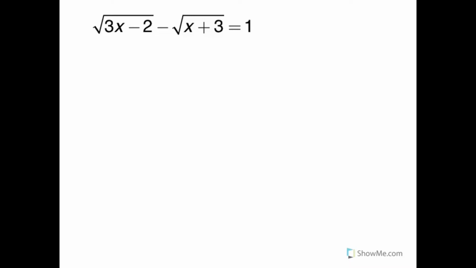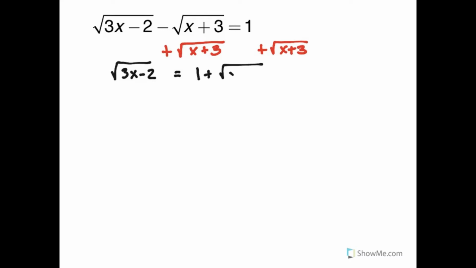Here's an exciting problem with two square roots. I'd like to start by getting 1 alone on one side, so I'm going to add the square root of x plus 3 to each side, so that I've rewritten the equation as the square root of 3x minus 2 is equal to 1 plus the square root of x plus 3. My next step is to square both sides.